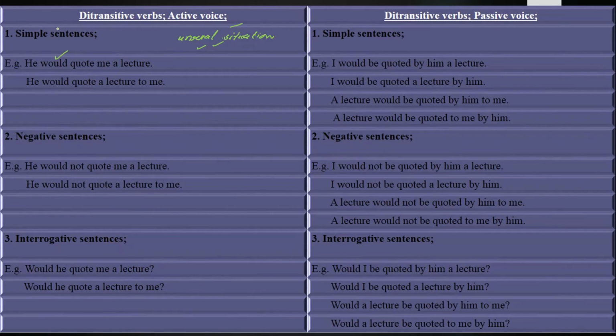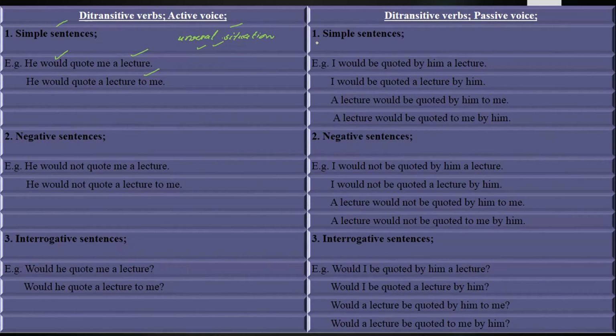We have the simple sentences of modal auxiliary verb would. In active voice there are two ways. He would quote me a lecture. He would quote a lecture to me. He would quote me a lecture: he would give me the reference of a lecture, and he would give the reference of a lecture to me. So that is the meaning of quote.